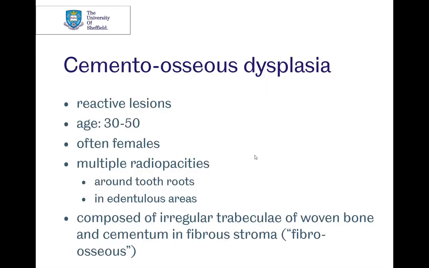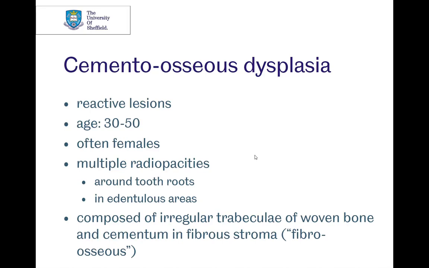There are some other reactive processes which go on at the root tips, and this is a rather unusual one which we term cemento-osseous dysplasia. There are various forms of it, but I'm going to particularly talk about the periapical form. And these again are reactive lesions which occur in younger to early middle age, most often in females, very often actually in black females. And what you get associated with the apex of the tooth is multiple radiopacities.